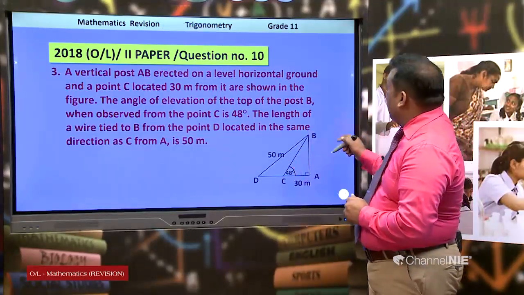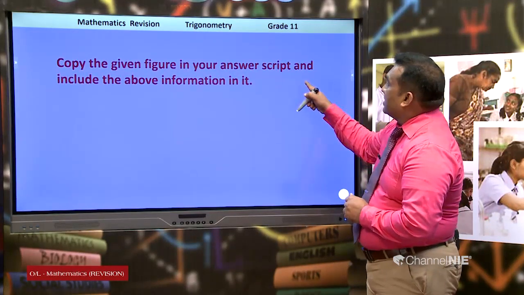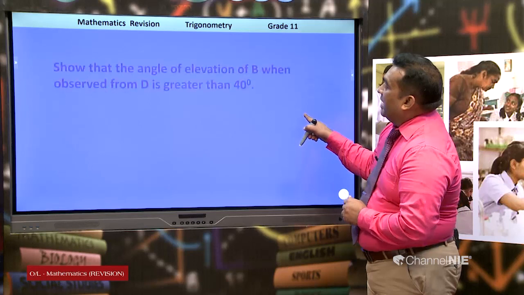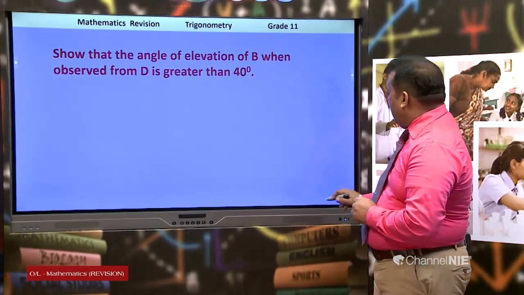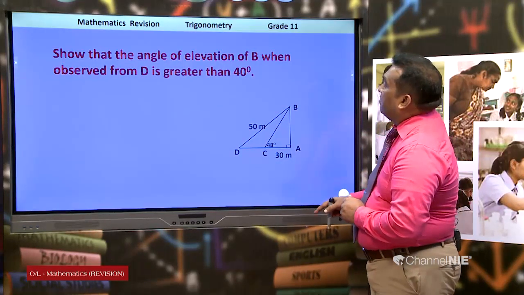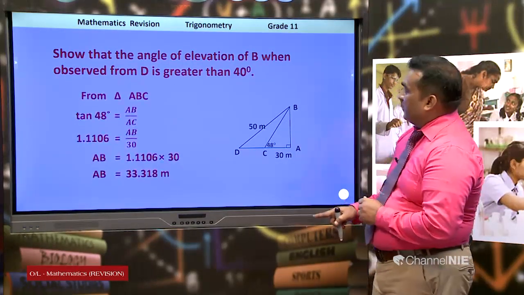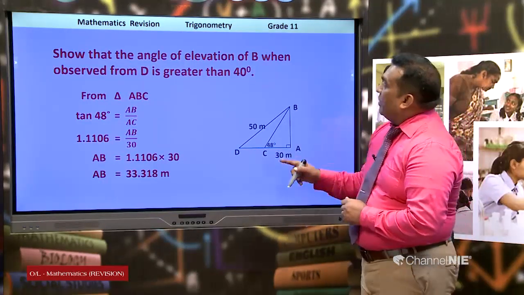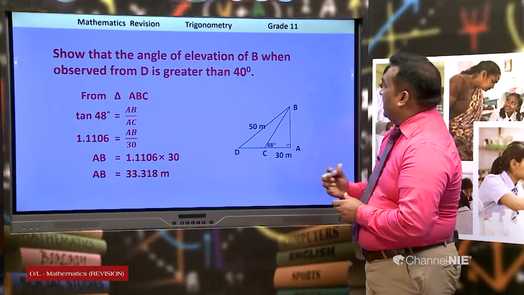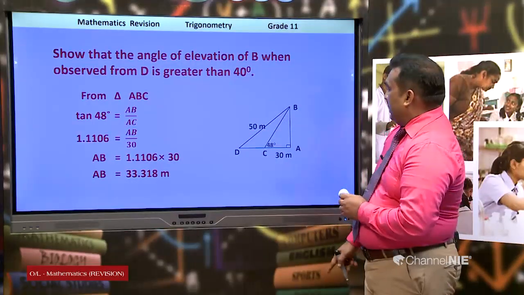Now we will see. Copy the given figure in your answer script and include the above information. We included that. Then they ask, show that the angle of elevation of B when observed from D is greater than 40 degrees. Now we want to find out the angle of elevation of B when observed from D.